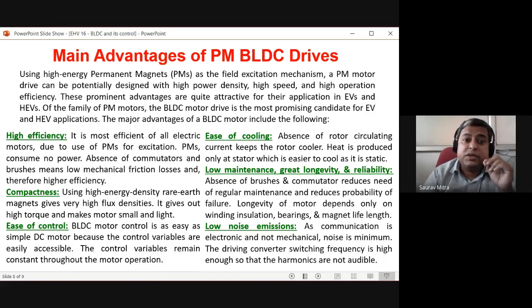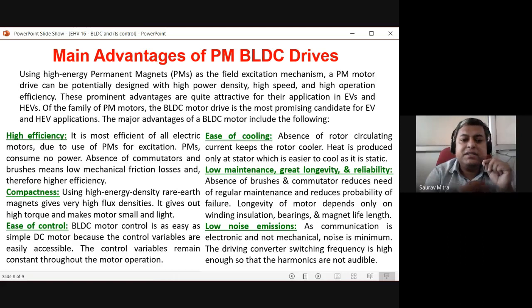In this case the field is rotating, so brush commutator is not required. If you are removing brush commutator, power loss is less, wear and tear is less, chances of connection break is less. So this is not a conduction type motor. Okay, this is a conduction type motor, but not exactly like a DC motor, because in this case the field is rotating. So the absence of commutator and rotor and brushes means low mechanical friction, and as low mechanical friction is there, it means more or higher efficiency.